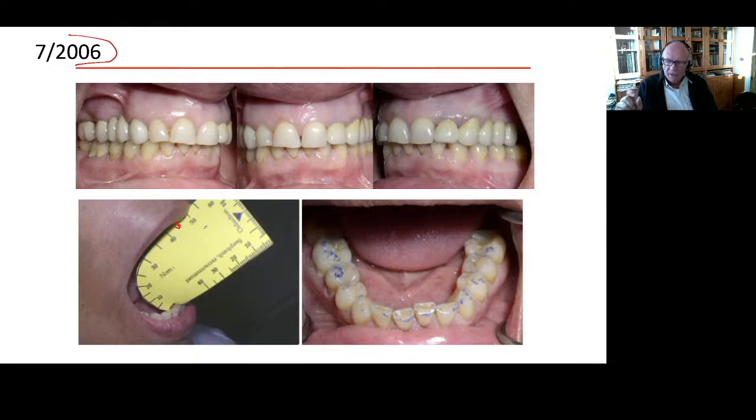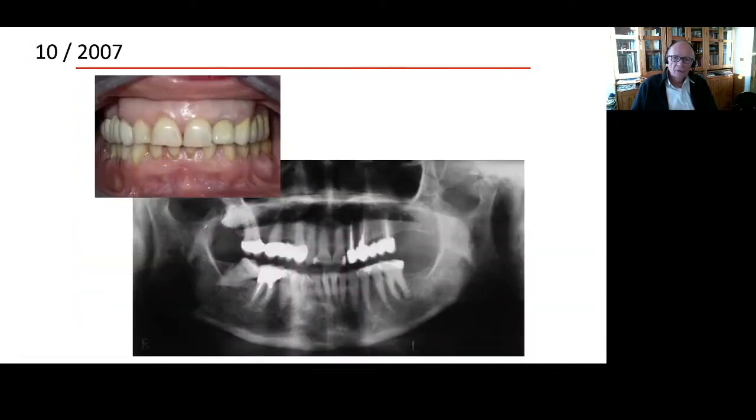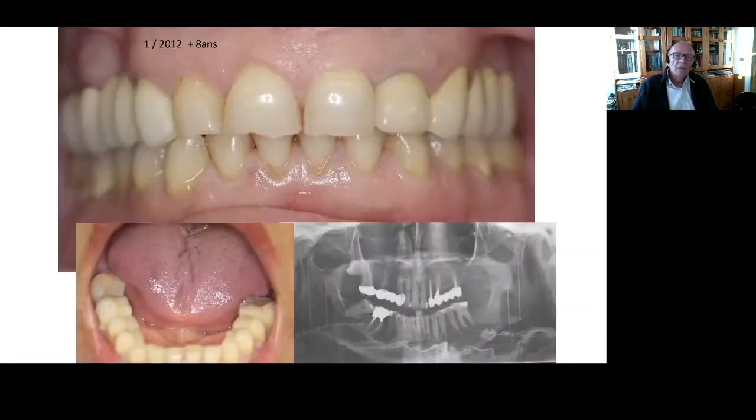limits a little bit of the movement. But the main point which limits the movement is inflammation. In 2004, 2006, 2007, and 2012, the patient opened very well.